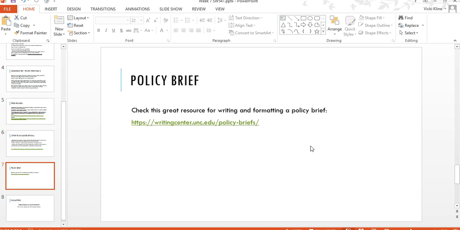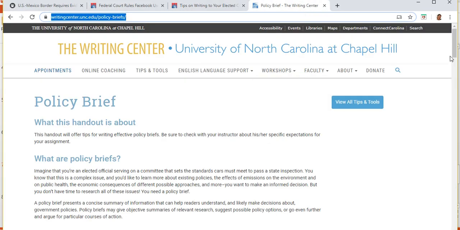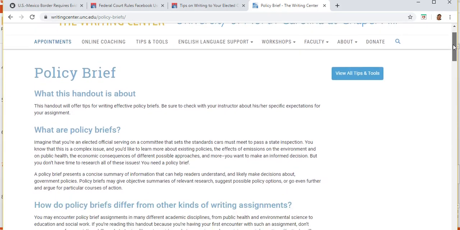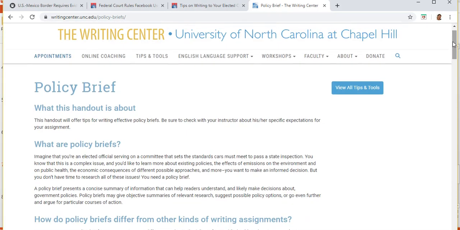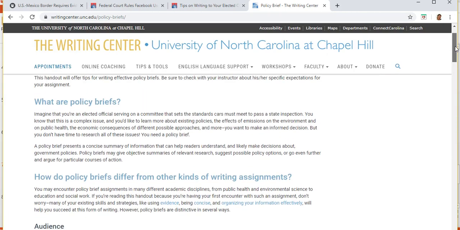So policy briefs are similar, but a little bit more elaborated than a simple letter to an official. Let me pull this up. I used to use a great resource from Johns Hopkins School of Public Health, but unfortunately the website no longer exists, so we've switched, but I do really like this one a lot because it keeps things very brief and also helps you keep the format and focus of your policy brief.